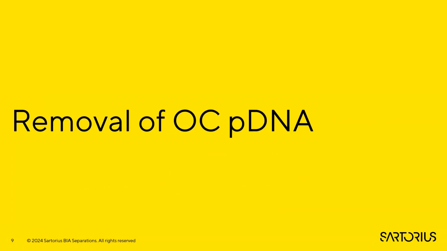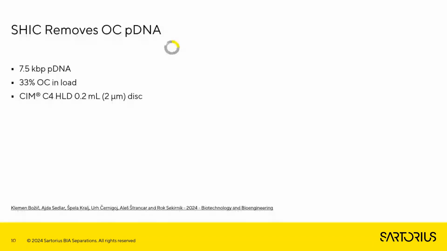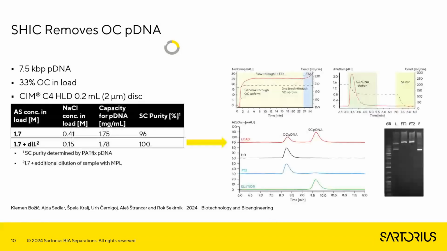So first of all, we want to remove open circular plasmid, which is the least hydrophobic and, let's say, the most simple to remove. The first example was a 7.5 kilobase pair plasmid with 33% open circular in the load. We tested several different conditions to improve the purity, and we used concentrations of ammonium sulfate between 1.55 and 1.85 molar. The sample was prepared by addition of a stock solution of ammonium sulfate to increase the ammonium sulfate concentration.